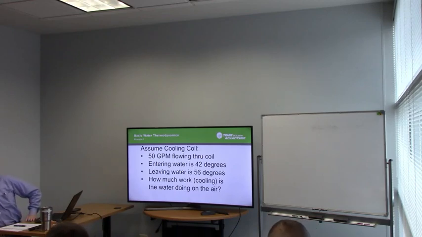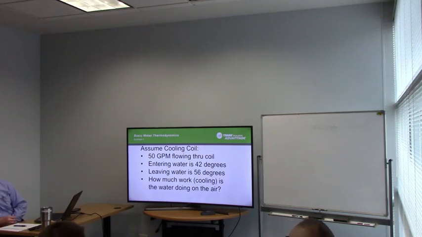Okay, you have your phones out here. I want you to assume you have a cooling coil that has 50 GPM going through it. The entering water is 42, the leaving water is 46. And how much work or how much cooling is the water doing on the air? 350,000. Hang on a minute. I want everybody to figure it out. Everybody got their answer?